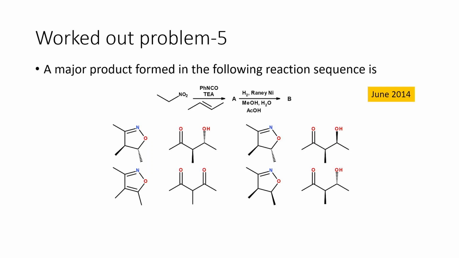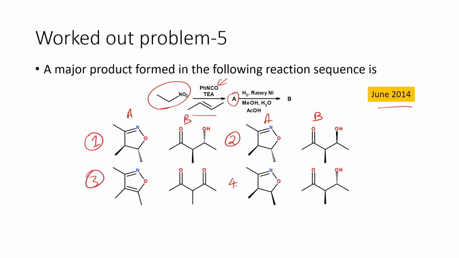When we move on to the next problem, this was asked in June 2014. A major product is formed in the following reaction sequence. Here we have a nitro compound, nitroethane, as the starting material, which is reacted with the isocyanate and triethylamine, and an alkene is also used. These are used in two different steps that lead to an intermediate A. We have 4 different options given, and in these 4 options we are going to find out what the intermediate A is and what the final product B is.